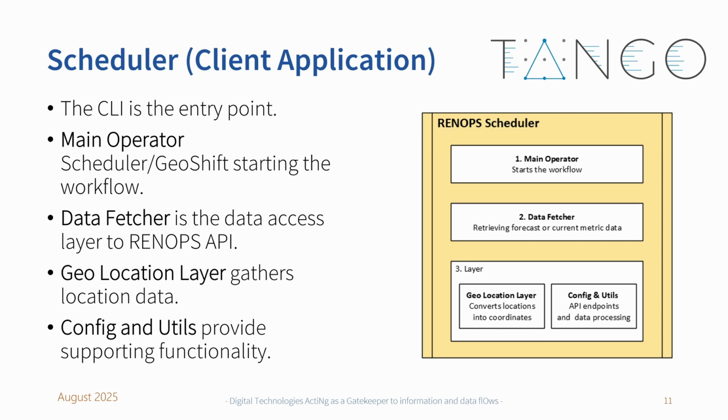The main operator, scheduler or GeoShift, gathers user inputs and requests data from the data fetcher, which uses the geolocation layer to resolve locations and fetches relevant forecast or current data from the RENOPS API. Config and utils provide supporting settings and helper functions throughout the process. The main operator then selects the optimal time or location based on the chosen metric and executes the user's script or command accordingly.